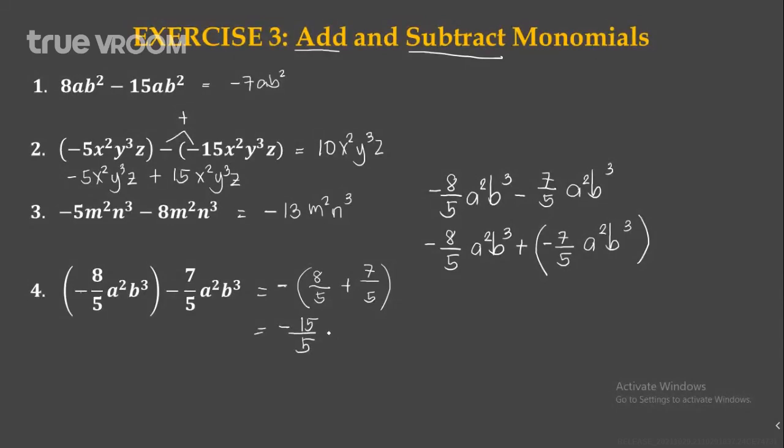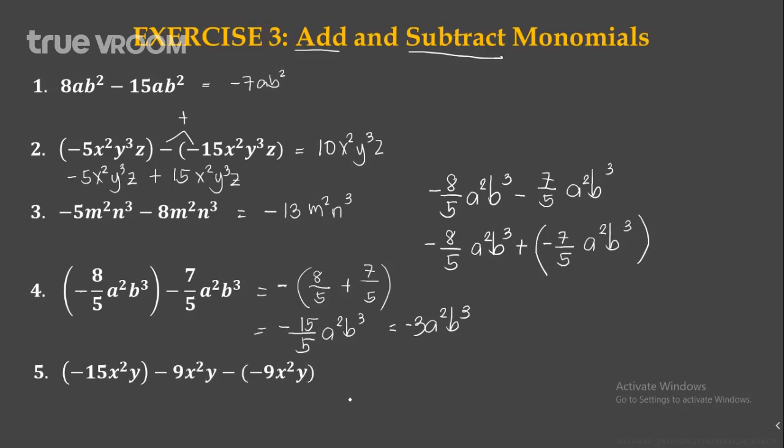What is your variable and exponents? a squared b cubed. Can we eliminate negative 15 over 5? Yes. What is the final answer? 3. Positive or negative? Negative 3. Okay, negative 3 a squared b cubed. Very good. Next, number 5.